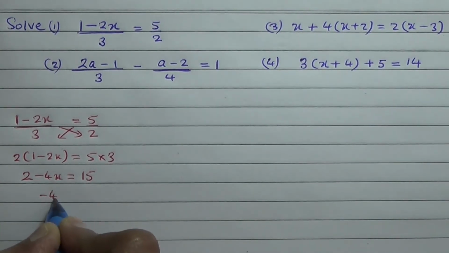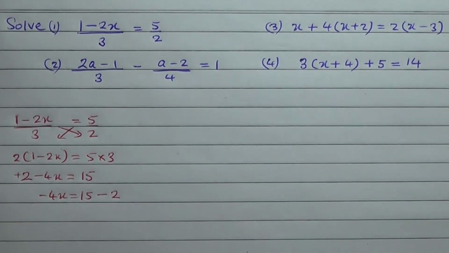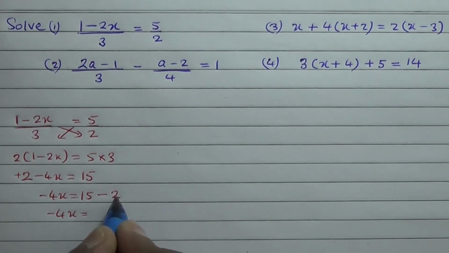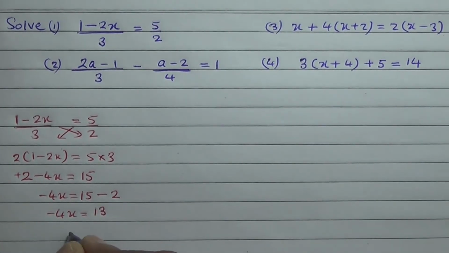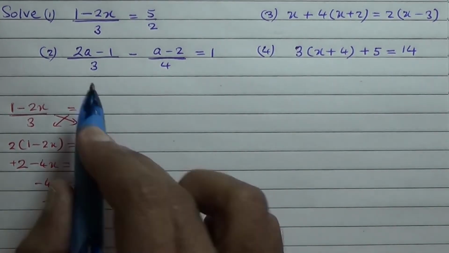What I can do is minus 4x is equal to 15. You can send the 2 on the other side, becomes minus 2, because here it's plus 2. So I've got then minus 4x is equal to 15 minus 2 is 13. And therefore x is going to be equal to 13 divided by minus 4. So this should be your answer, or you can say 13 divided by 4 is 3, so you got minus 3 because you divide by minus, and then 1 is left, so minus 3 1/4. Here we are, done.